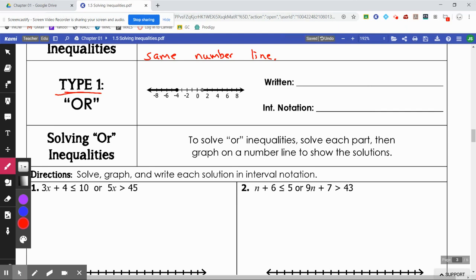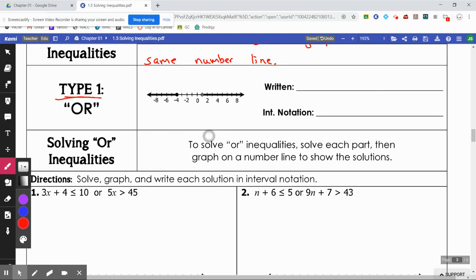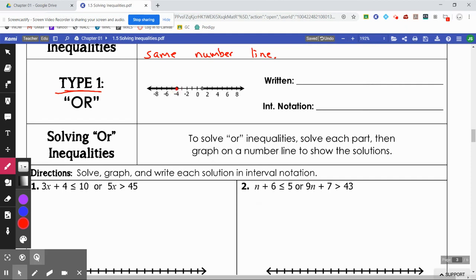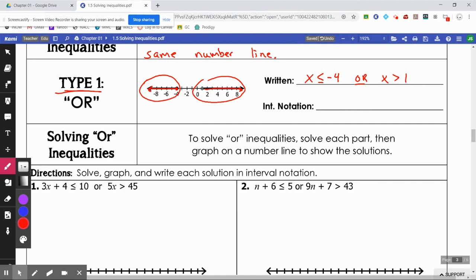If you look at this compound inequality that we have graphed here, x could be any of these values down here. So that would be x could be any value that is less than or equal to -4, or you've got these values over here on the other side that x could also be. This is a prime example of an or statement. That would be written as x is less than or equal to -4, or x is greater than 1.